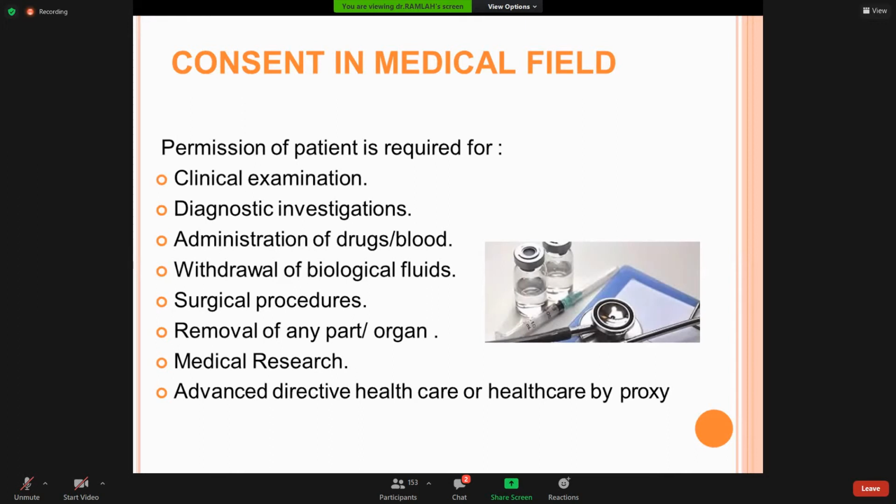But proper consent is required when clinical examination and diagnostic investigations are involved, like radiology, blood sampling, administration of drugs or blood transfusion, withdrawal of biological fluids, surgical procedures, removal of any part or organ, like partial or kind of organ removals, agar koi aapka cancers hain. For medical research purposes, again you need to take consent of the person, ke aap usko placebo pe rakhenge ya koi nayi study aayi and you want to introduce that medicine to the patient, then even for that you need proper informed consent, and advance directive or healthcare by proxy.